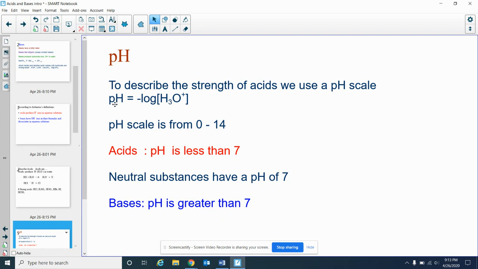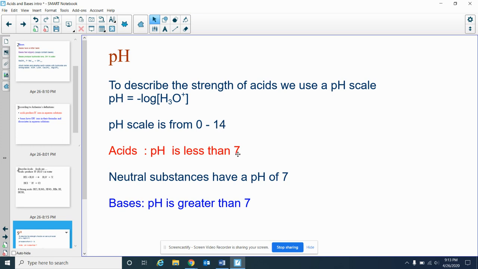Someone decided years ago to make this a logarithmic scale because the hydrogen ion concentration is very small. It'll be like times 10 to the minus something. But for ease of describing acids and bases, if the pH is a log scale, then we can have it be between 0 and 14.